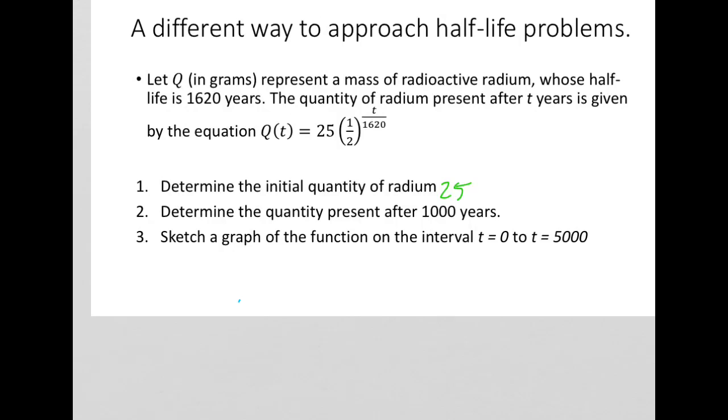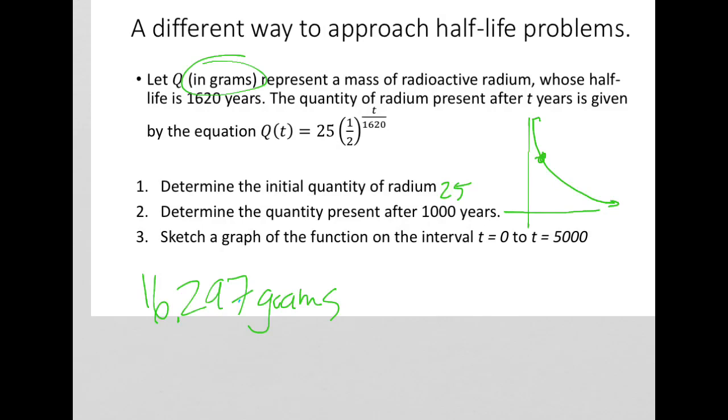Since it's giving us 0 to 5,000 for our domain that we're interested in, I'm just going to go to my window and say x min is 0, x max is 5,000, and then I'm going to hit zoom fit. And it is going to give me an absolutely perfect graph that looks like this. Then I'm going to trace to the value of 1,000, and it's going to tell me that the y value there is 16.297. And remember, our equation is in grams, so if you start with 25 grams of radium, after 1,000 years, it will be down to 16.297 grams.